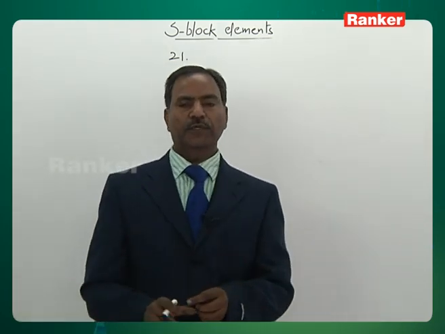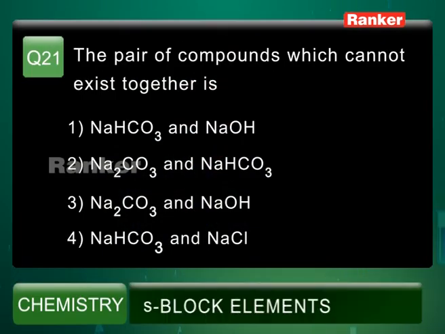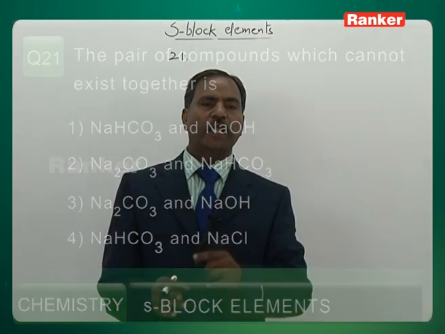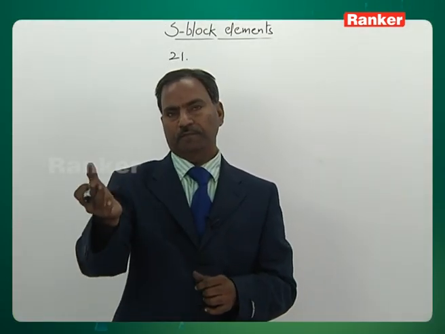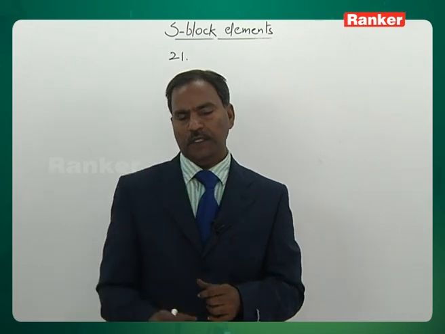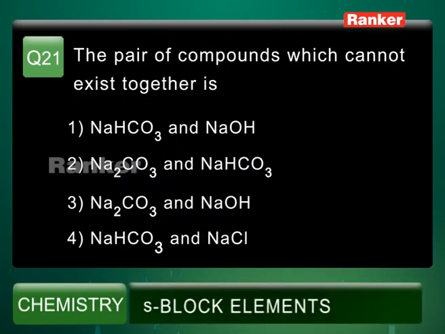But you see NaHCO3 and NaOH, option 1. Coming to NaHCO3 and NaOH, what is this? NaHCO3 is an acidic salt a little bit, but it is basic. Na2CO3 and NaHCO3 both are bases. Next, Na2CO3 and NaOH both are bases. And the fourth one, NaHCO3 and NaCl.